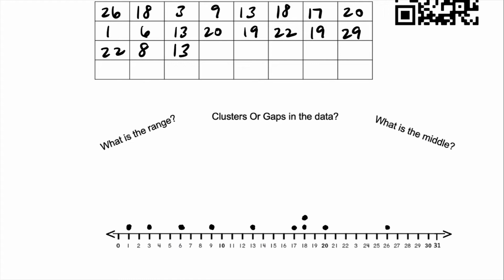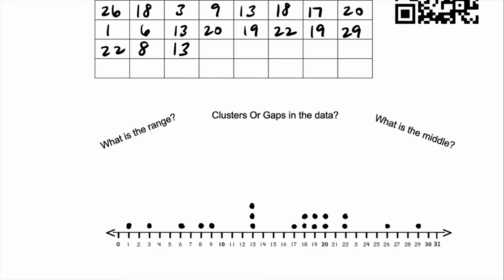I have two people on the 13th, so I'm going to stack those. Two people on the 20th, stack those. Two people on the 19th. Two people on the 22nd. And then I have a third person on the 13th. I think that's it.